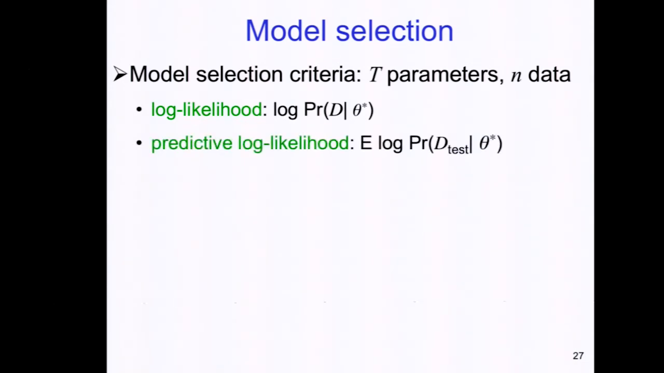Or you can do the standard machine learning thing. You have test data, you learn theta star from the training data, and then you look at the predicted log likelihood. I don't know why I'm taking E. Maybe this is a typo over here. Maybe it's just that you have multiple test data sets and you take the expectation, but it doesn't really matter.